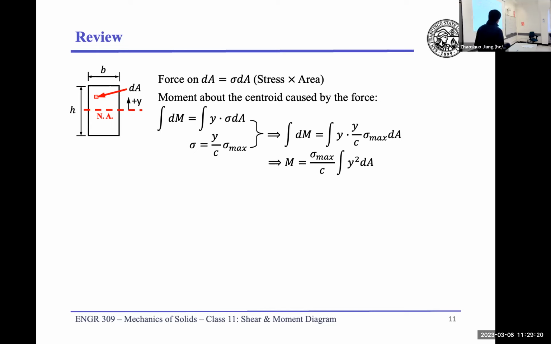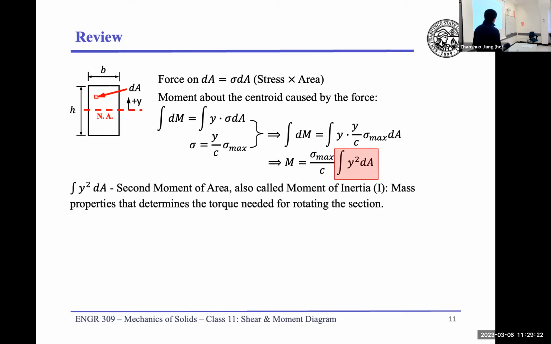In this equation, if we look at this highlighted area, that is our second moment of area, which is also called the moment of inertia. Again, this is a second review from your statics class. The moment of inertia is the mass property that determines the torque needed for rotating the section. In other words, it is a property to evaluate how hard it is to bend your cross section, depending on your cross section.